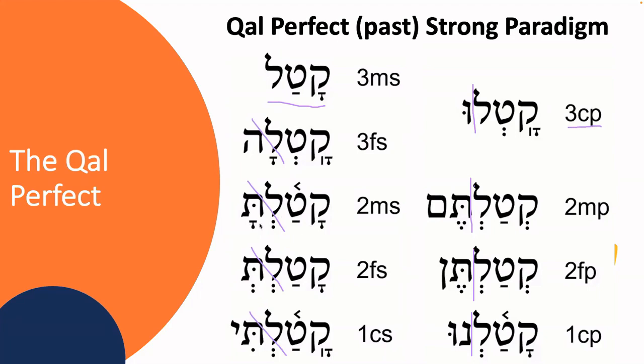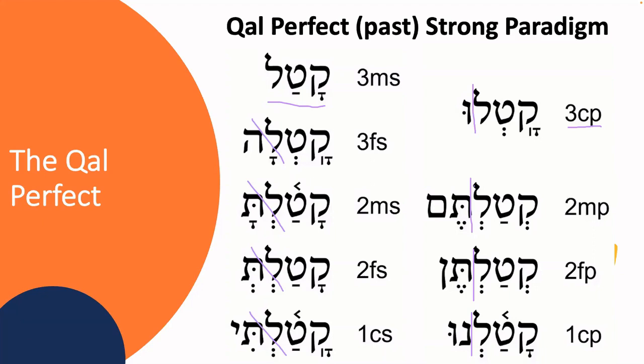Qatalta, you killed. Qatalt, you killed. This is what Kara wants to do to me all the time. Qatalti, I killed. Qatalnu, we killed. Qatalten, you, y'all, a group of ladies. Qataltem, y'all, you guys. Yep.